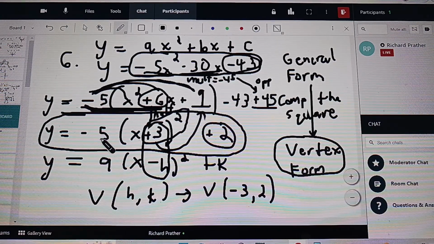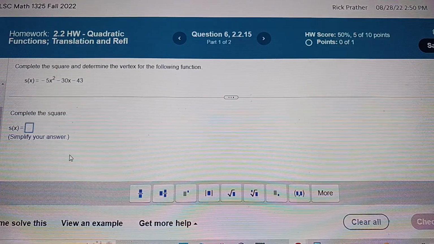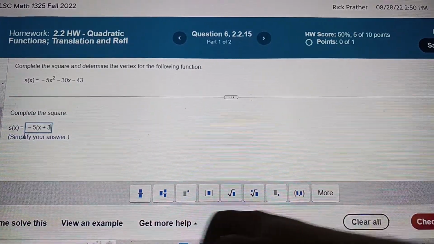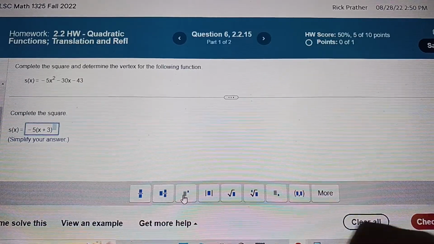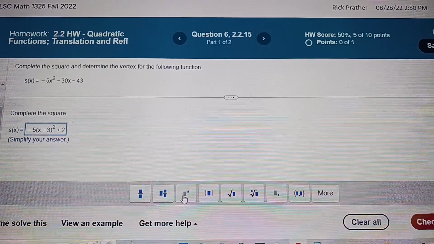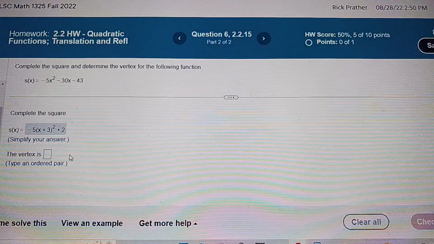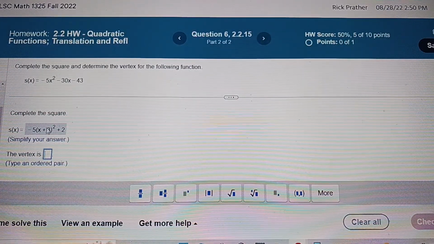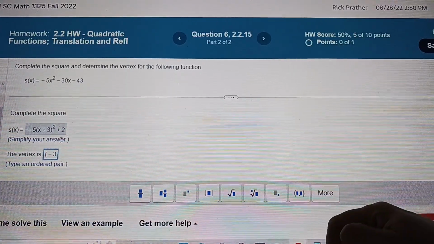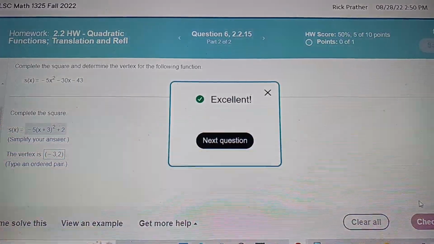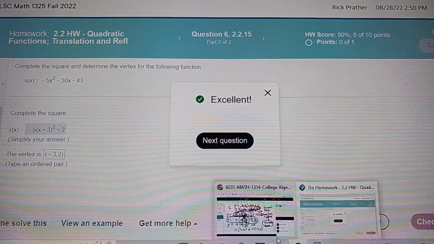So I need negative 5 times (x plus 3) squared plus 2. That's the vertex form. And they have the y equals, in essence, s of x is the same thing as y equals. So negative 5 (x plus 3) squared plus 2. Now the vertex is very easy. It's the opposite of the plus 3, negative 3, and then the 2 stays the same. And that's all they're doing on this problem.